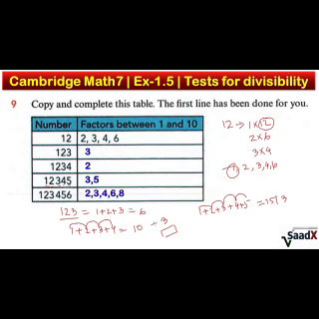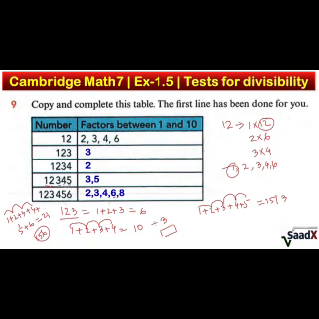And finally, 123456. It can be divided by 2. Why 2? Because this is an even number. Why 3? Because once we add the digits, 1 plus 2 plus 3 plus 4 plus 5 plus 6: 1 plus 2 is 3, 3 plus 3 is 6, 6 plus 4 is 10, 10 plus 5 is 15, 15 plus 6 is 21, and 21 can be divided by 3. And 56 is divisible by 4. How? Because when the last two digits are divided by 4, the whole number can also be divided by 4.